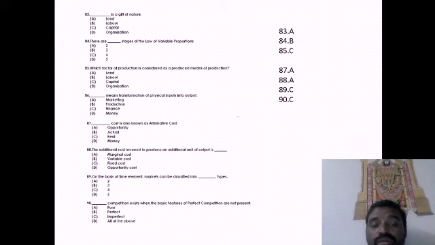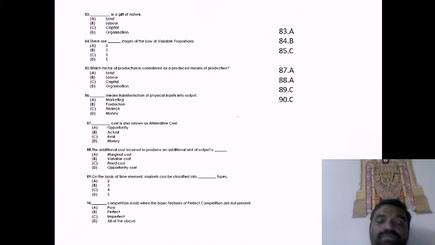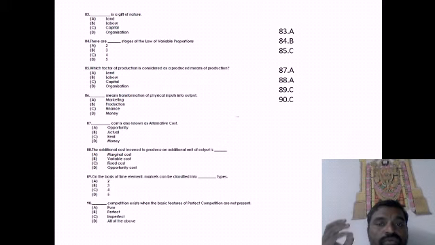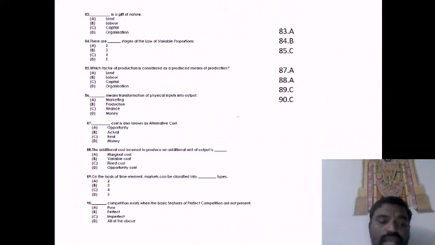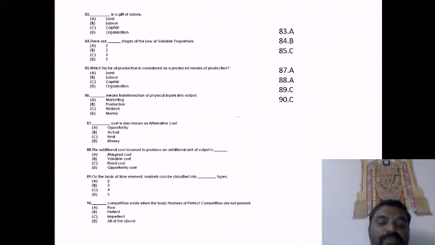On the basis of the time element, market can be classified, as we have seen already earlier, on the basis of the period, into 4 types: very short term, short term, long term, very long term. So on the basis of the time element, we can divide market into 4 types. Answer is C. Imperfect competition exists when the basic features of perfect competition are not present. If it is not perfect, it is imperfect competition.